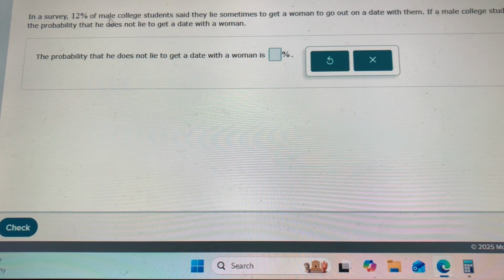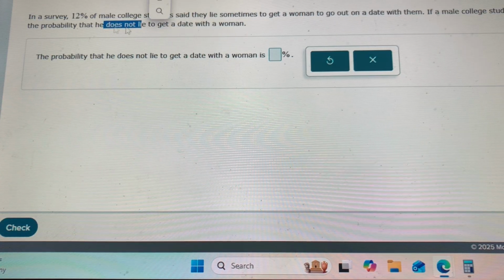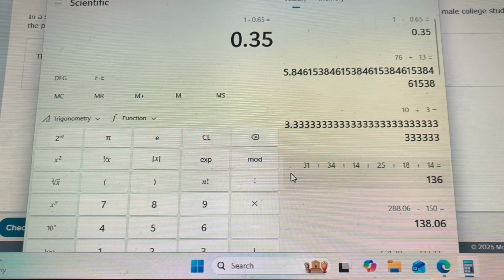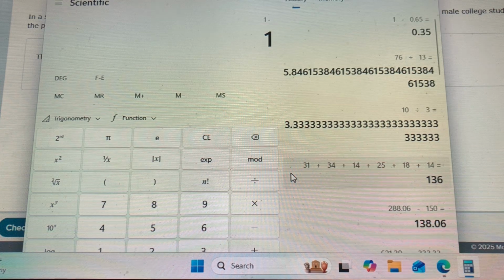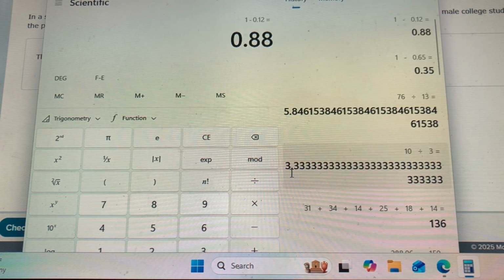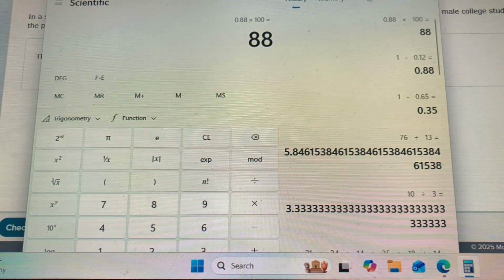In a survey, 12% of male college students say they lie sometimes to get a woman to go out on a date with them. If a male college student is chosen at random, find the probability that he does not lie. See, does not. There's a 12% chance that he does. What's the chance that he does not? That's always 1 minus. Now you need to change the 12% to a decimal first. 1 minus 0.12 is 0.88, and then you have to change it back to a percentage, times 100, 88%.